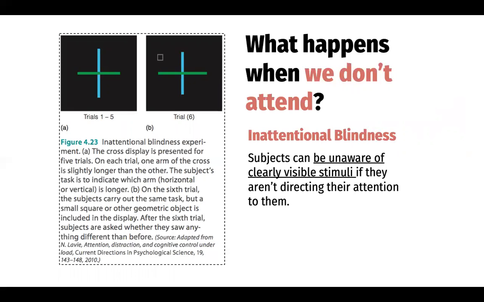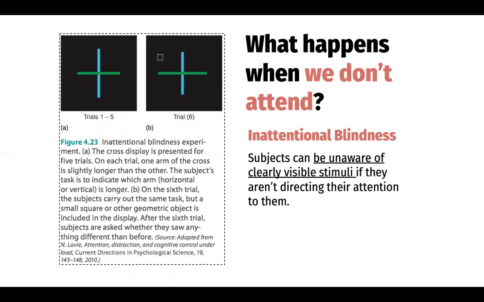And there are forces out there in the world trying to distract us from paying attention to what we're supposed to be attending to, right? Like some of the examples of distraction from the previous slide. And when we don't attend, one phenomenon called inattentional blindness illustrates how we can miss things even if they are clearly visible.